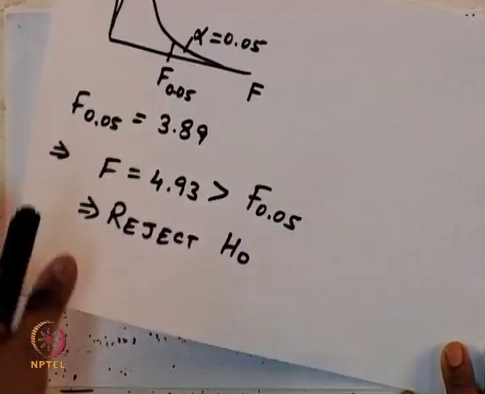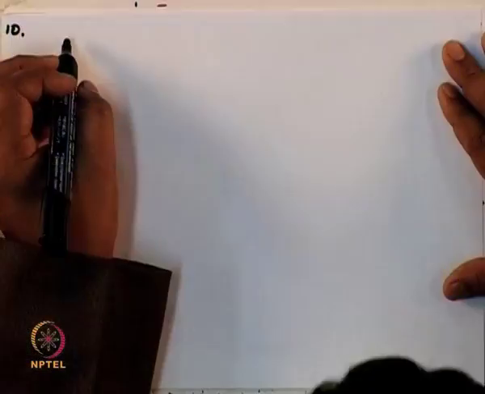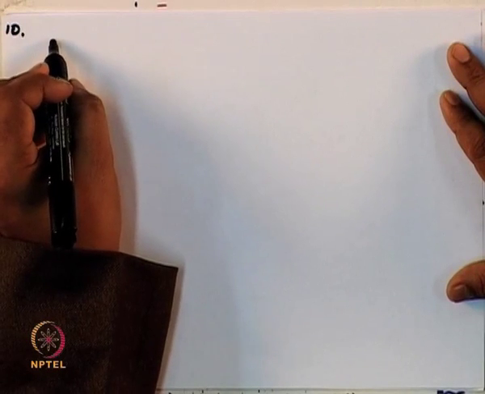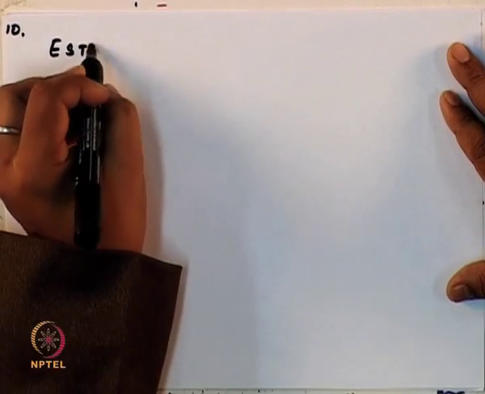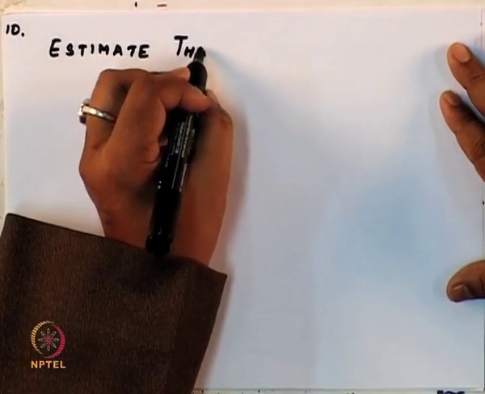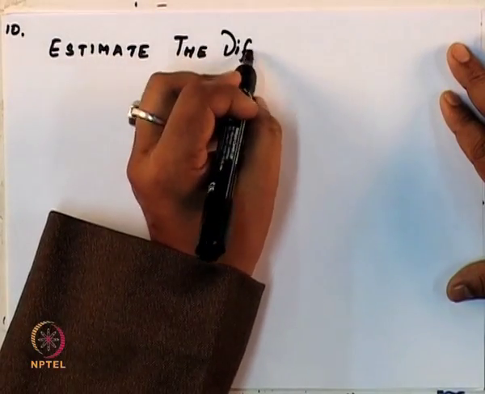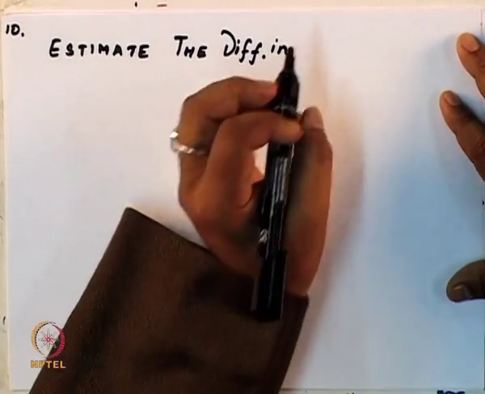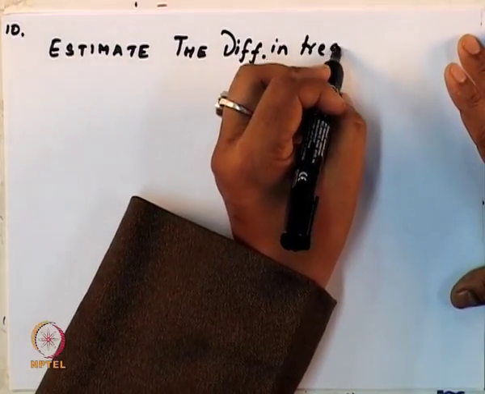I can reject H naught, and if I reject H naught, then the next question that comes is, can I come up with a confidence interval for the means or the difference of means. So, the question becomes, can I estimate the difference in means or in treatments.